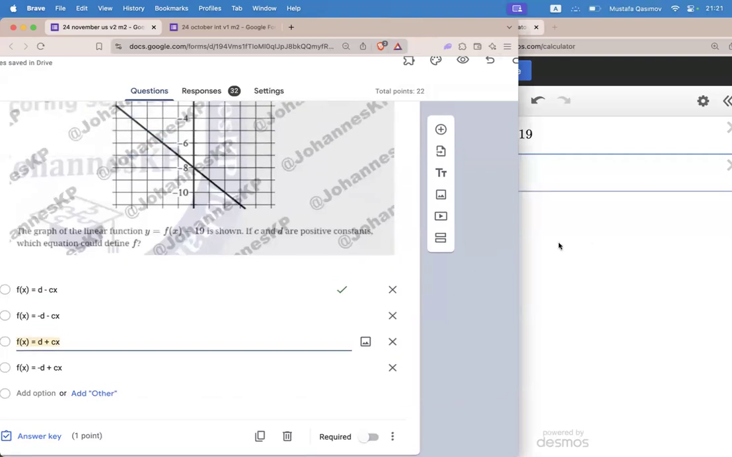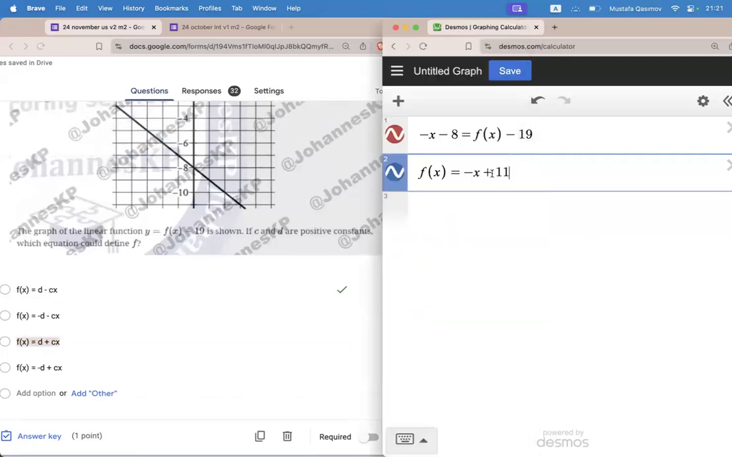No, the answer will be A because the y-intercept is positive, the slope is negative. So it is A. Okay, any question?